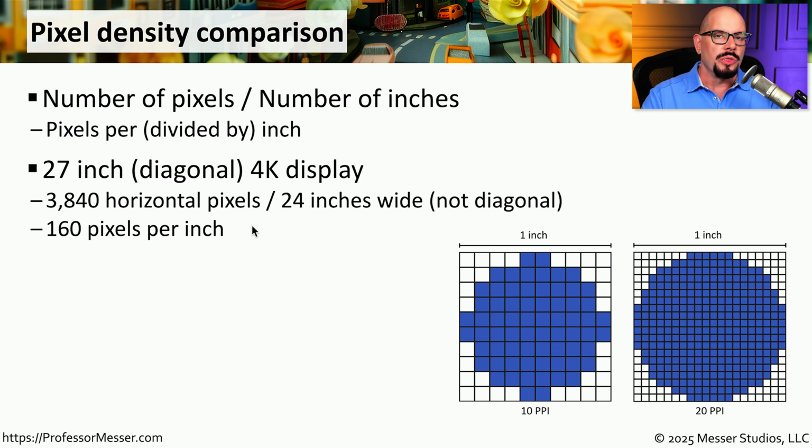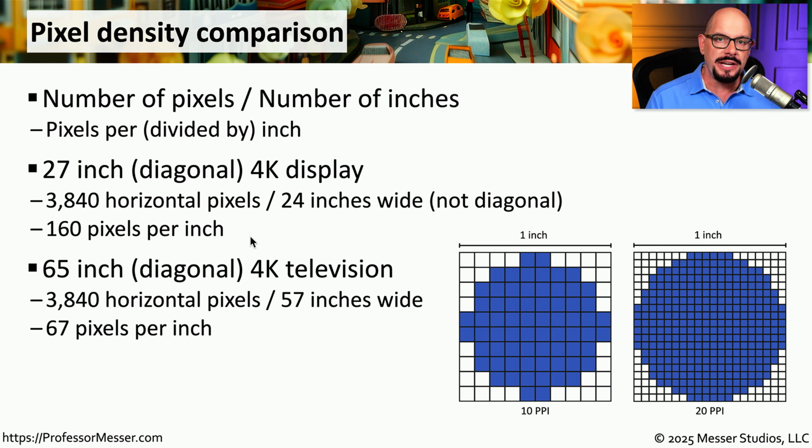If we were to measure the width of this 27-inch display, it is approximately 24 inches wide. And since we know this is a 4K display, there's a total of 3,840 pixels on that horizontal display. If we then do the math of dividing 3840 by 24, we get a total of 160 pixels per inch.